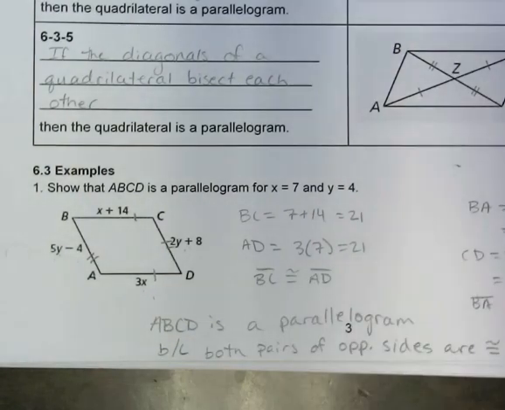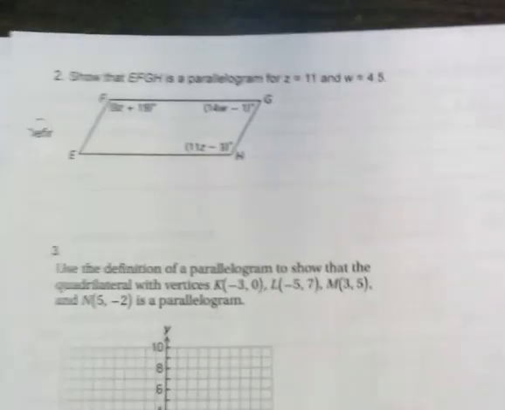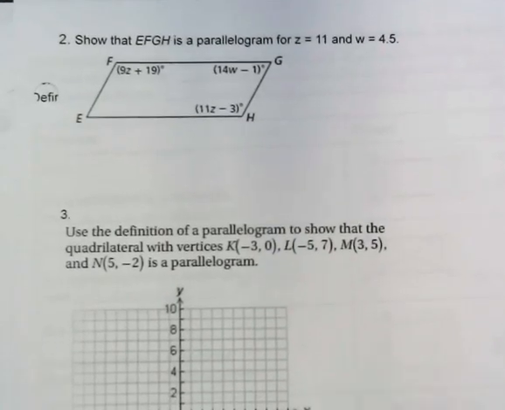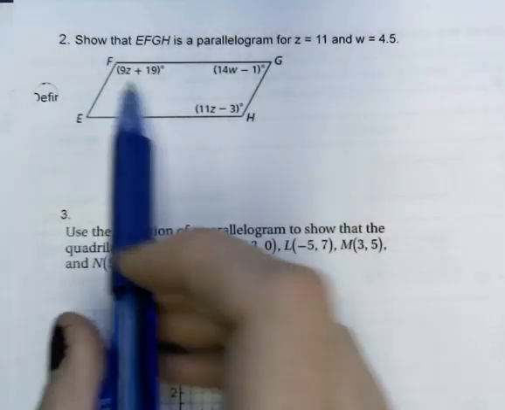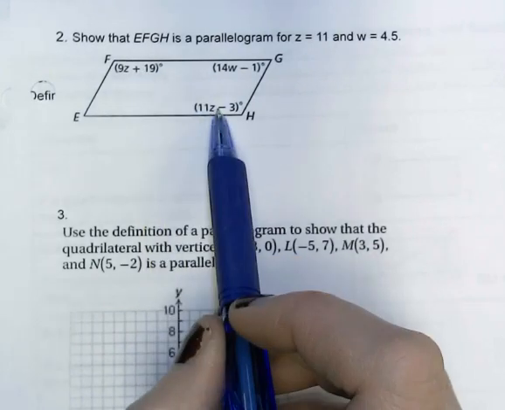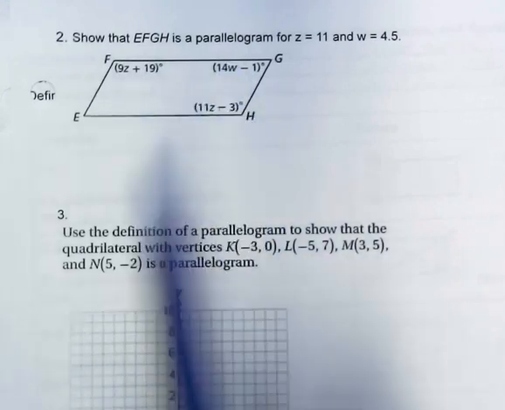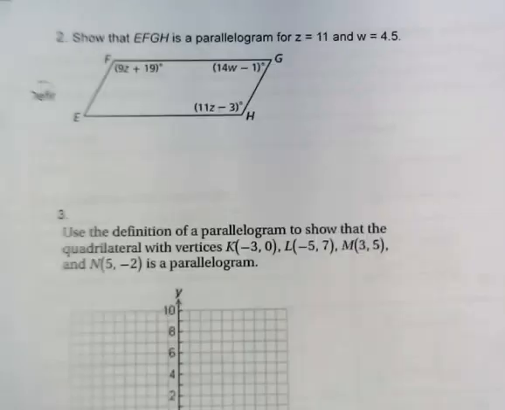All right, awesome. Let's look at a couple more here. And we're actually going to do this one first. Okay, so show that EFGH is a parallelogram for Z is 11 and W equals 4.5. So they're giving me 3 angles. These are opposite, so they should be congruent. And the consecutive angles should be supplementary. So we're going to plug in Z and W and see what we get for each one.